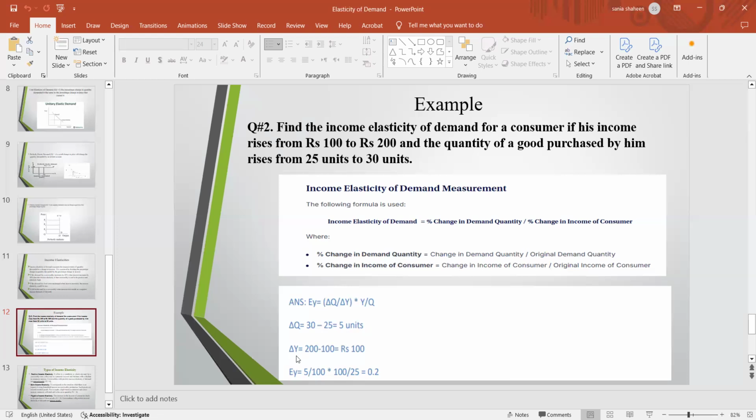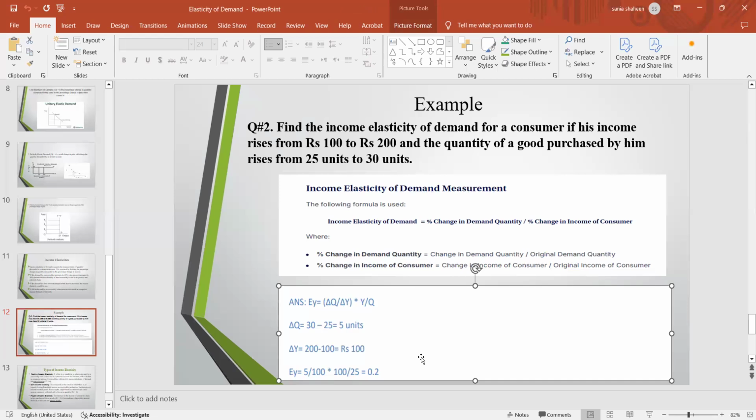Similarly, we calculate the change in the income, which is equal to the current income minus the initial income. The current income is 200 and the initial income was 100, so the change in the income is rupees 100. When we apply all these values in the formula, the change in the quantity is 5 and the change in the income is rupees 100, multiplied by the initial quantity demanded of 25 units and the initial income of 100. When we solve it, the income elasticity result is 0.2, which is greater than 0.